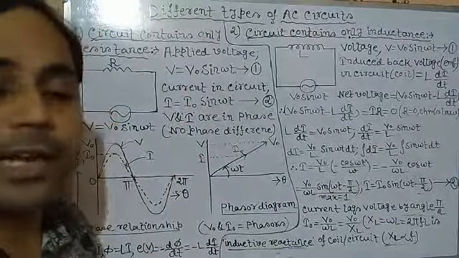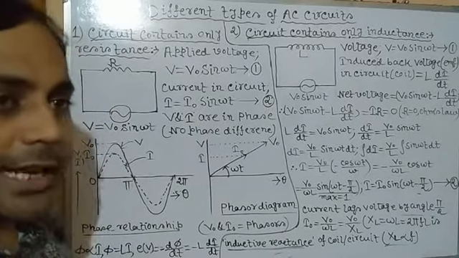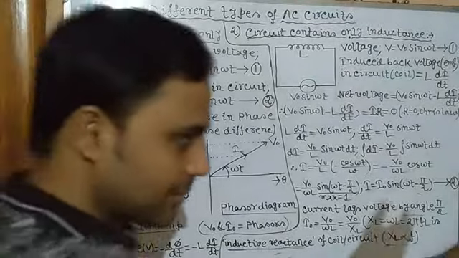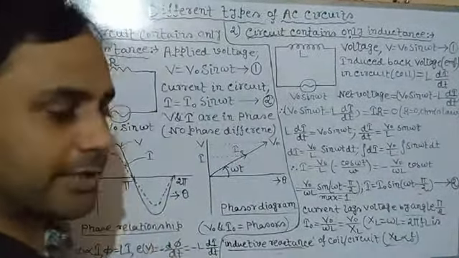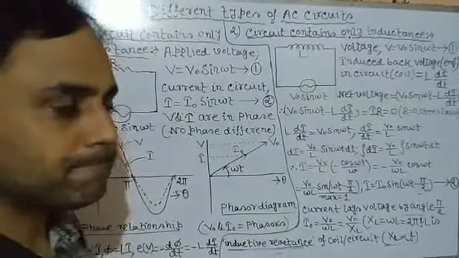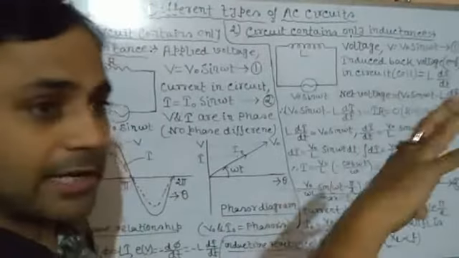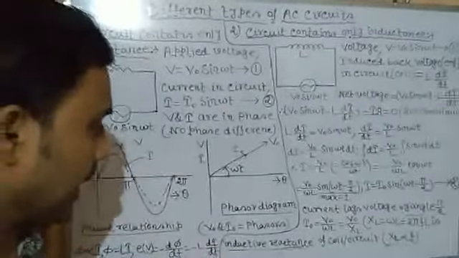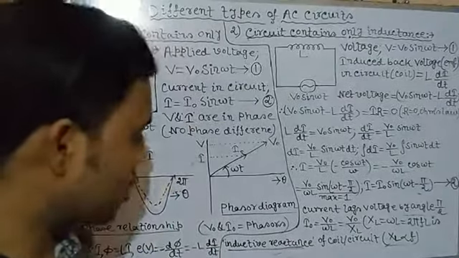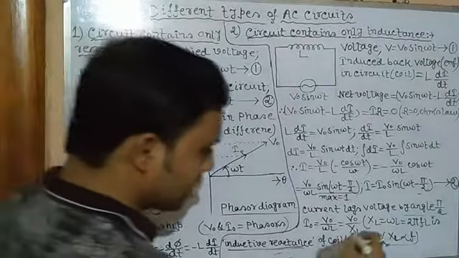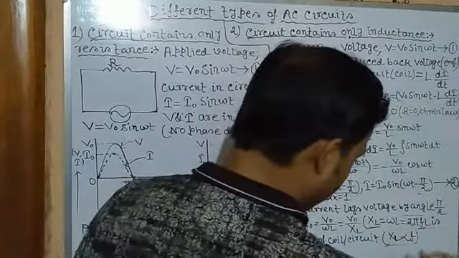It is called inductive reactance. It always creates some problem; it opposes and tries to stop the flow of alternating current. It offers opposition or resistance to the flow of alternating current. That's why it is called the inductive reactance of the coil and the circuit. Now from this relation you can see XL is directly proportional to frequency.